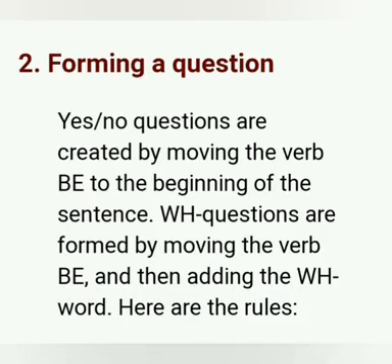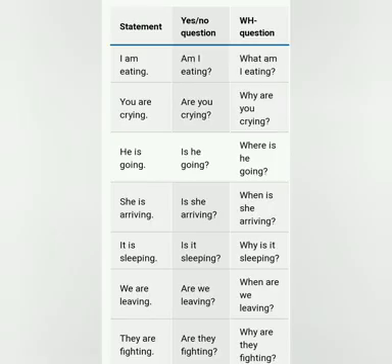Let's focus on the other part of the lesson, that is forming a question. Yes, no questions are created by moving the word be to the beginning of the sentence. WH questions. You know, children, what are WH questions? We have done this in previous classes as well. Who, what, when, where. WH questions are formed by moving the verb be and then adding the WH word. So, dear children, now I am sharing a question reference chart. Please be attentive and read with me.